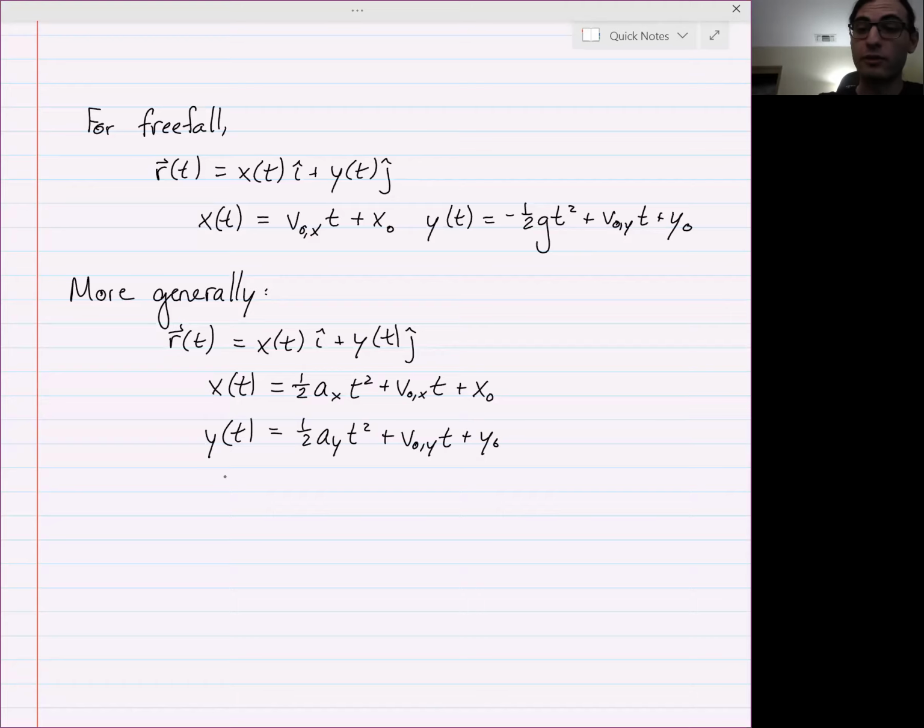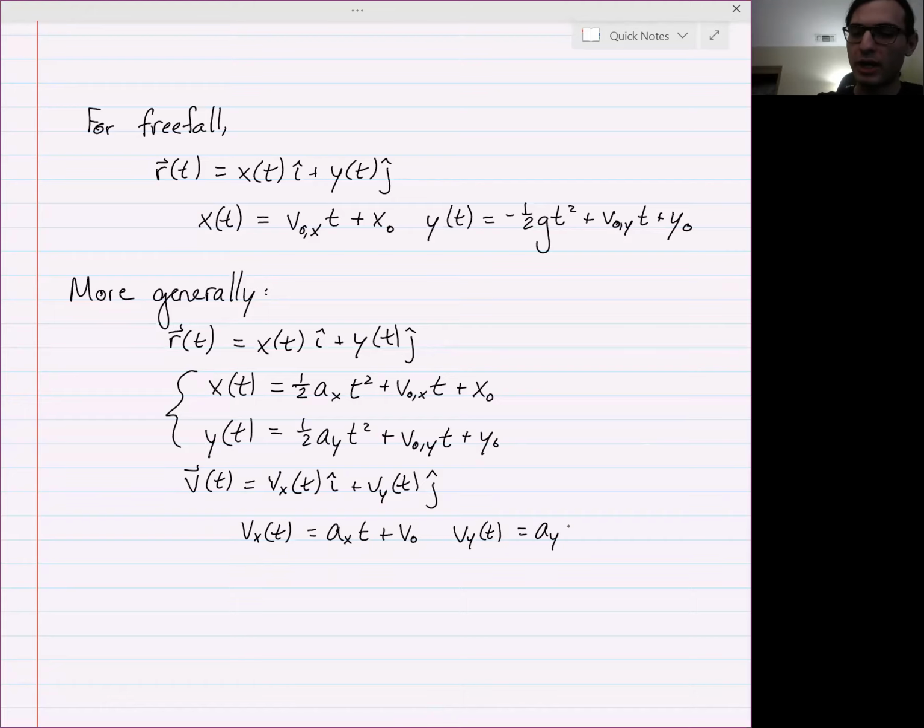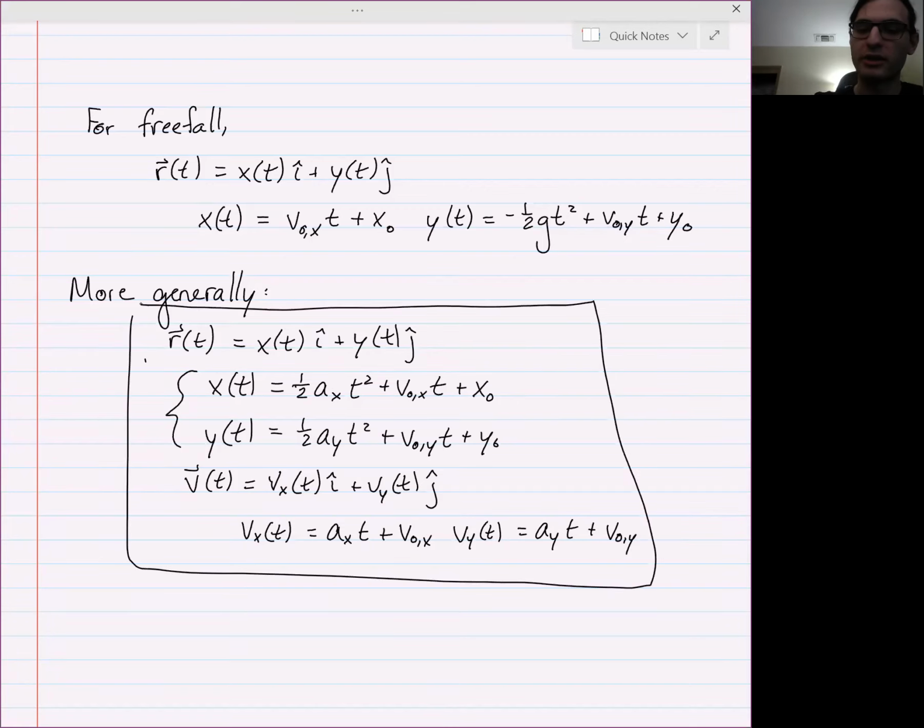And then we would also have, for the velocity, v of t is vx of t in the i hat direction plus vy of t in the j hat direction, with vx of t being ax times t plus v naught x, and vy of t being ay times t plus v naught y. So these are the more general kinematic formulas that you'll be using, especially if the acceleration is not just gravity downward.